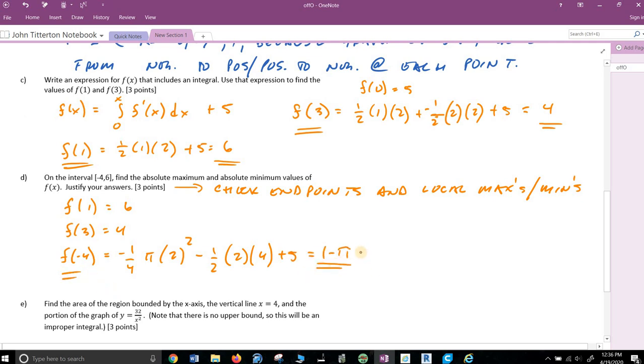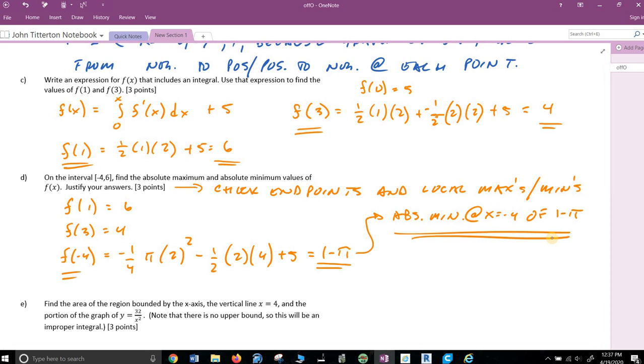And that, we'll find out in a minute or so, is going to be your absolute min, I believe. 1 minus pi is like negative 2.14. Now, I can't actually say it now. I'd have to do the last piece, but absolute min, and I like to do it this way, at x equals negative 4 of 1 minus pi. And they ask for that. They don't ask for the x value. They ask for the absolute min. So I could actually skip that at x equals negative 4, but I find it's a good habit.